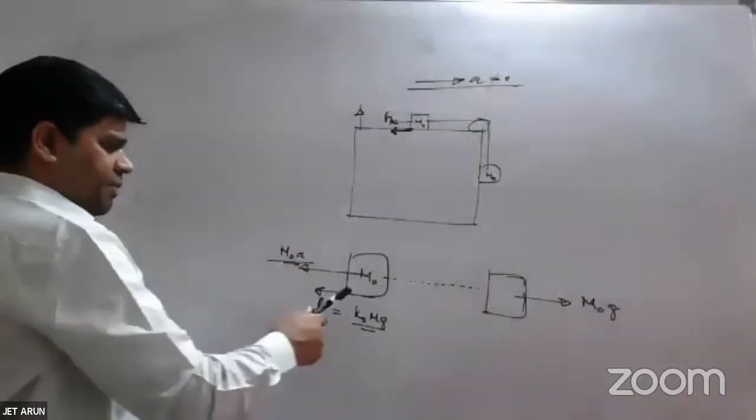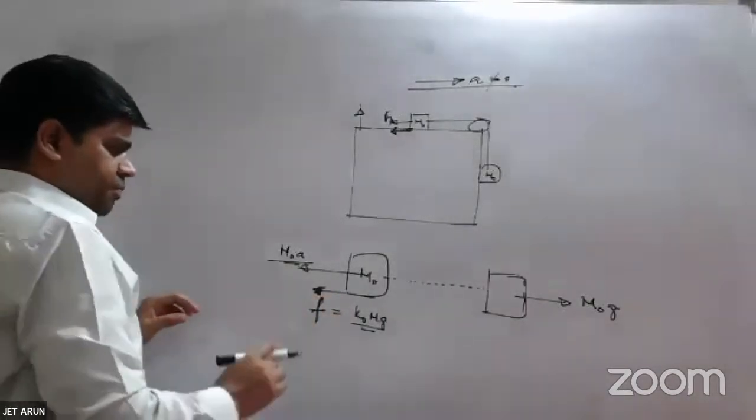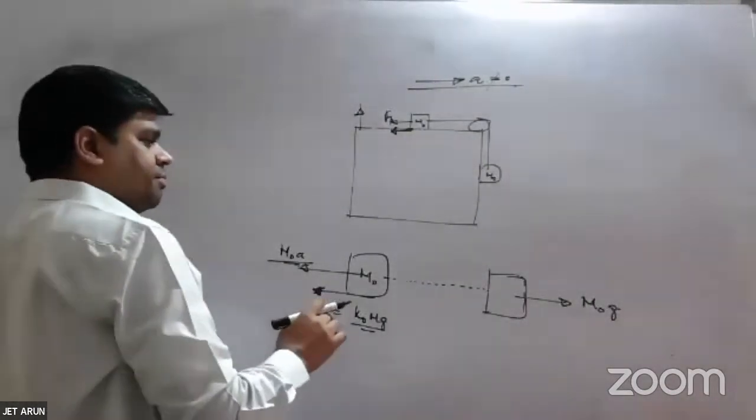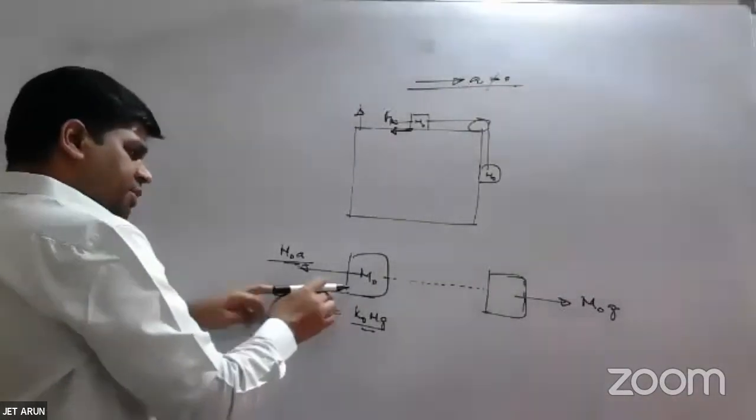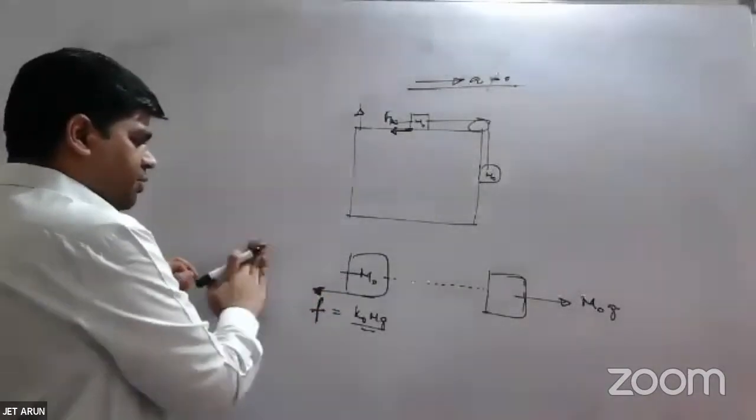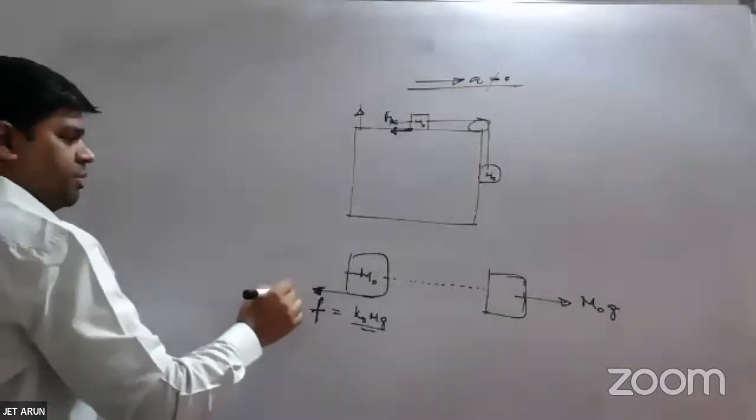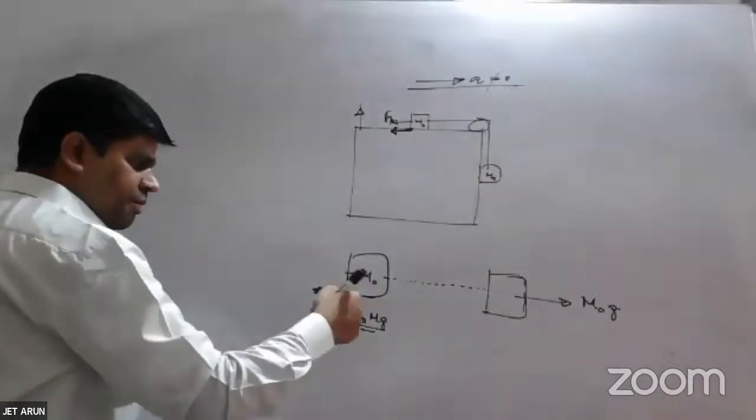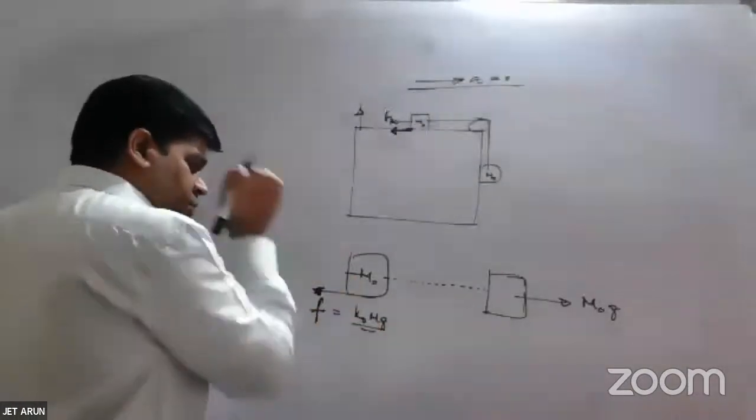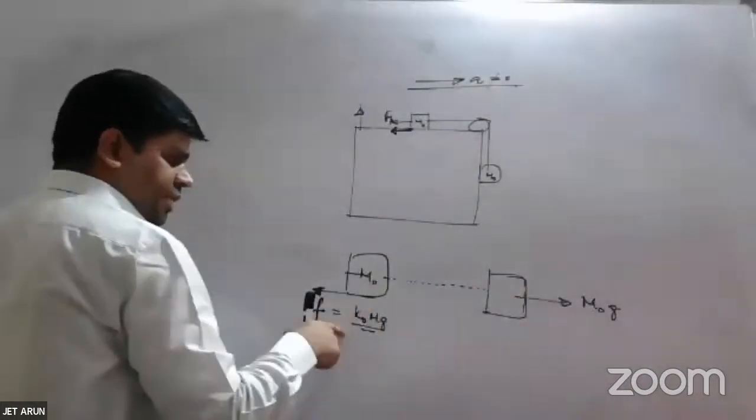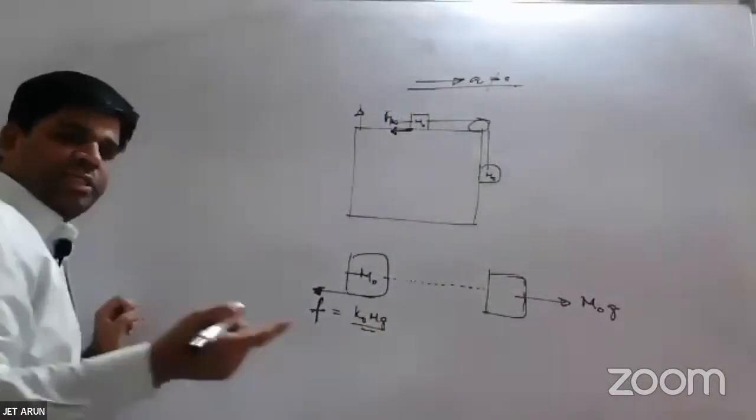So when limiting friction is acting towards left, and let's say the acceleration is zero, it will have a tendency to slip rightward, friction will be acting leftward. Now it will definitely move because m naught g is greater than mu mg. Mu is less than 1 in this case.